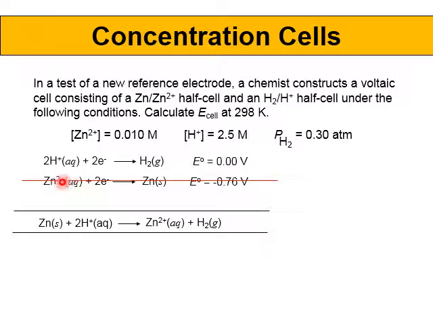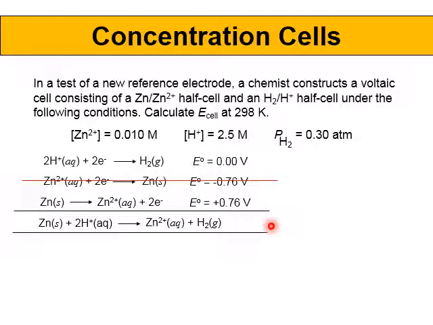For the reduction, zinc 2 plus plus 2 electrons produces zinc. But you need to reverse it because it has now become the anode. Once we reverse it, zinc becomes zinc 2 plus plus 2 electrons, and the E cell value has to be reversed as well. If you use the correct formula, you have to reverse. If you use the other formula, you don't have to reverse. Again, find the final equation. This is the final equation.